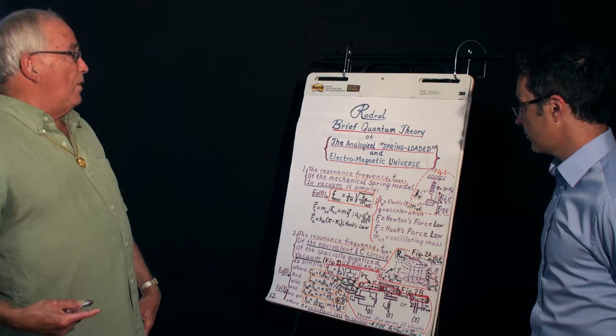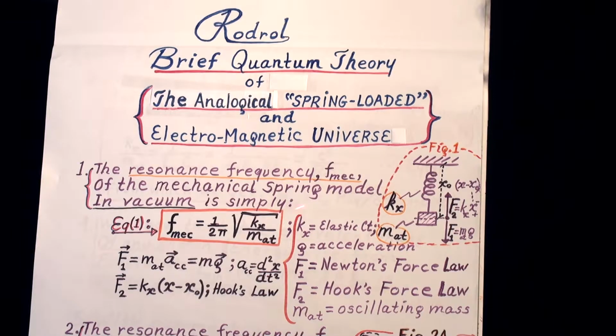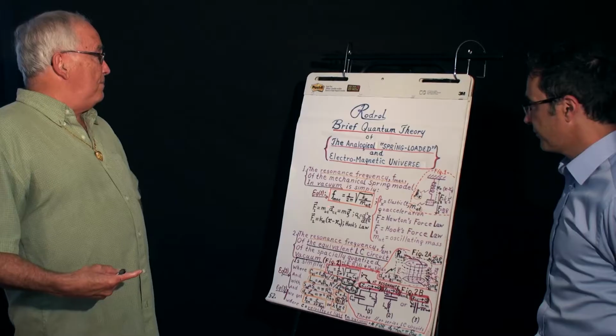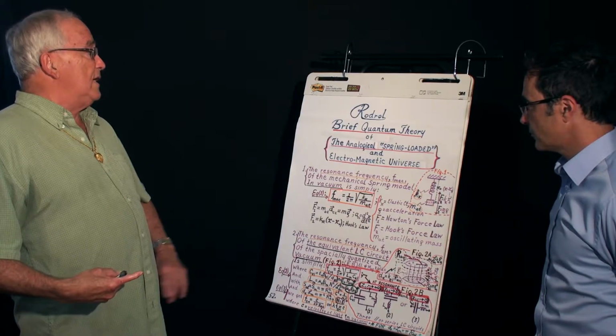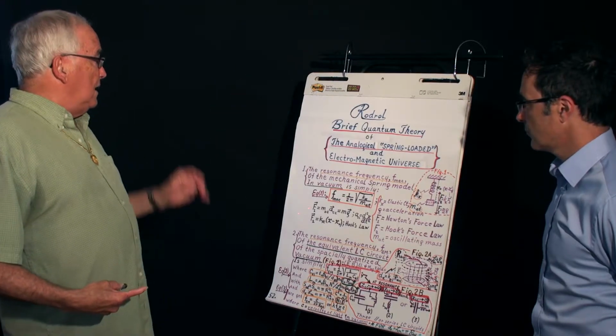So this is what we call the resonant frequency, which depends on the elastic constant of the spring divided by the mass that is pulling it and the mass of the spring too, okay? So the mechanical resonance frequency is this. Just pull it, it will oscillate at this frequency.